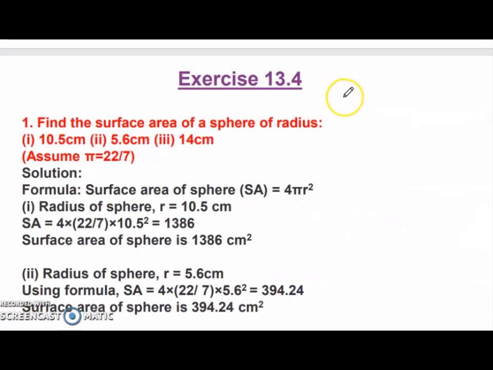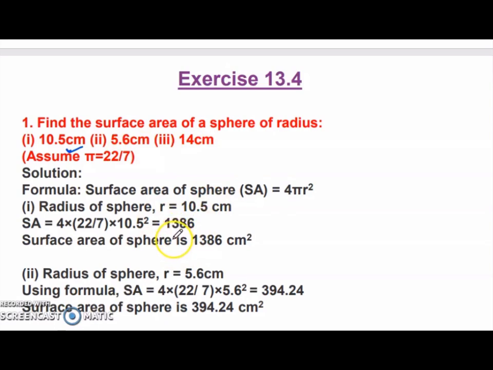So exercise 13.4, the first question is, it's a direct question. Find the surface area of sphere of radius. Now 3 radii are given to you. These are 3 different spheres. One of radius 10.5 centimeter, then 5.6 centimeter, the second one, and third one 14 centimeter. So all 3 surface areas we will find out just by directly putting in the formula.